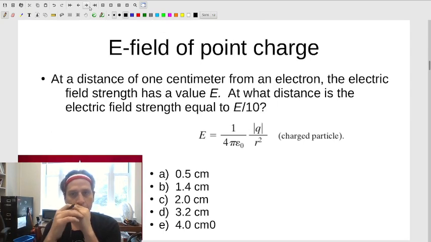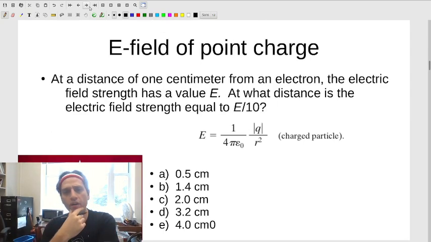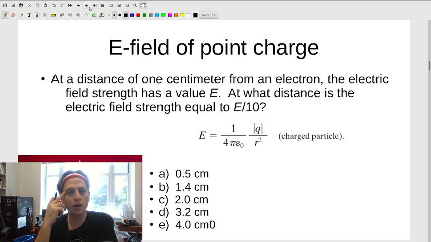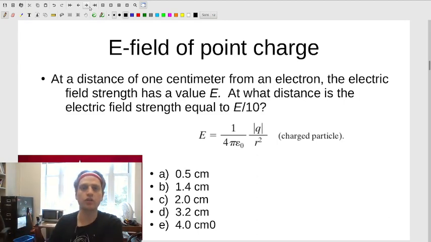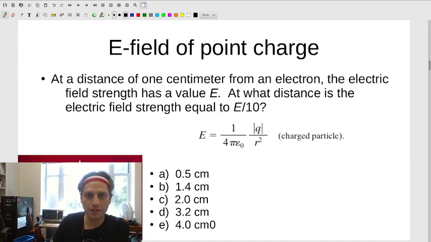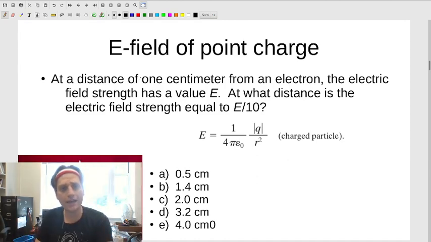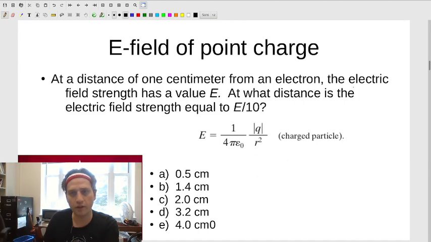Now, we're going to do a number of different practice problems to get ourselves ready for the quiz for this week, and to make sure that we're feeling strong with this electric field business. So here's a question to help us practice with the electric field of a point charge. It says, at a distance of 1 centimeter from an electron, the electric field strength has a value of E. At what distance is the electric field strength equal to E over 10?